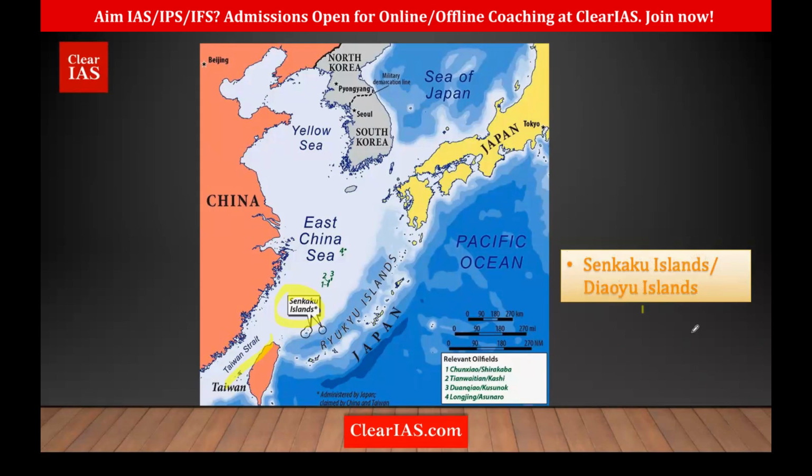So if there is a question asking whether Senkaku is in the East China Sea, remember it is correct, and it is also part of Japan. Remember, in the East China Sea, the Senkaku Islands are very important. Remember this name also, Ryukyu Islands and Senkaku Islands. China says that it is part of their continental shelf and within their territorial limits, and that is why they claim it as a part of theirs.